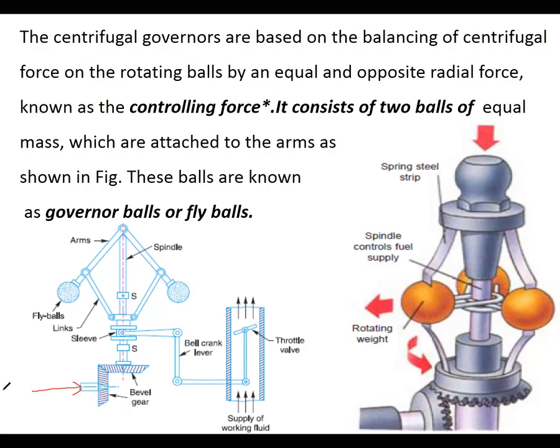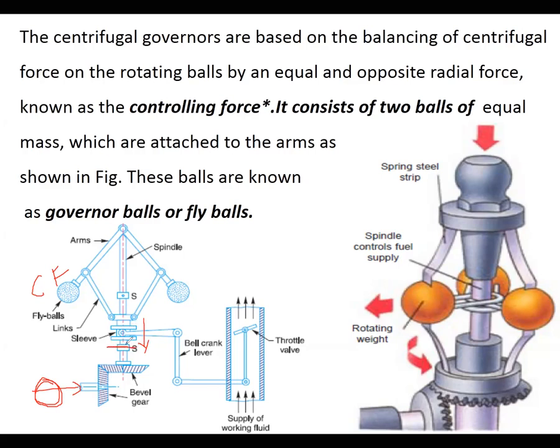So when the load increases on the vehicle, the engine cannot produce a large amount of power. At that time, the power cannot be transmitted here. So whenever the power is not produced, the fly balls will get a lesser amount of centrifugal force. The fly balls will not rotate properly. Whenever the fly balls are not rotating properly, the sleeve will move in the downward direction.